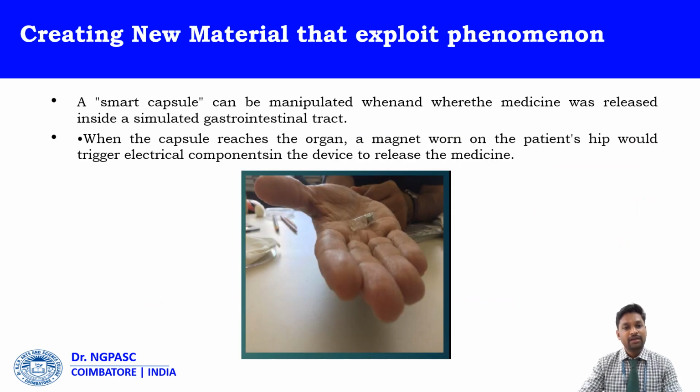One of the important applications of nanobiotechnology is the designing of a smart capsule that can be manipulated as to when and where the medicine is released inside the stimulated gastrointestinal tract. When the capsule reaches the organ, a magnet worn on the patient's hip would trigger an electrical component that instructs the device to release the medicine. So it reduces the quantity of the drug that should be taken by the patient, and also it eliminates the absorbance of the drug by the entire body, and also it reaches the specified target area.